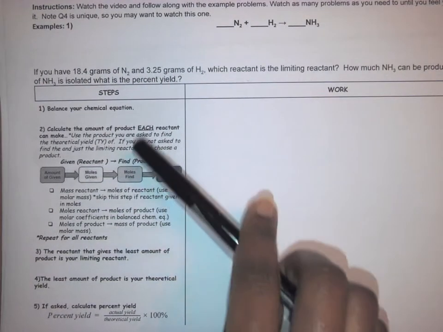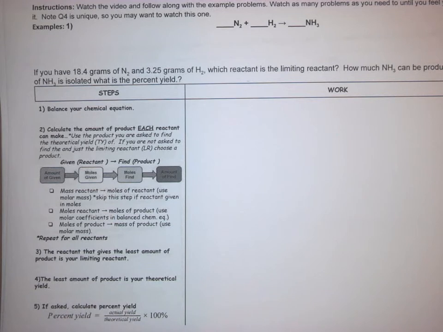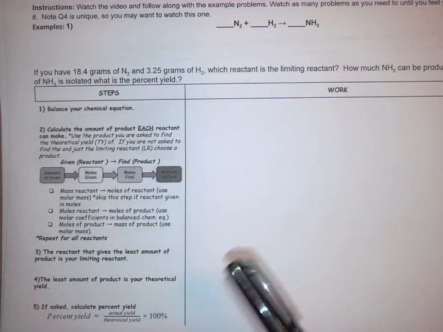Now the steps are listed on the side. Prior to this video, you should have watched the intro video, which explains what a limiting reactant is, what a theoretical yield is, and also percent yield. We're not really going to go into that, so if you haven't watched that, you're going to want to watch that first, because this video is all about the problem solving skills that you need to solve it.